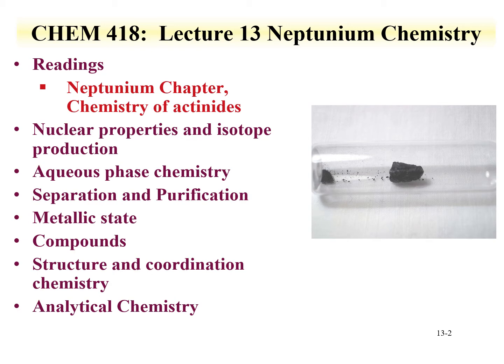This +5 oxidation state is similar to the uranyl inasmuch as you have a linear cation with the two oxygens like the uranyl. This one will be the neptunyl. We're going to talk about the separation and purification of Neptunium, and we're going to see that the oxidation state plays a role in the separation and purification.